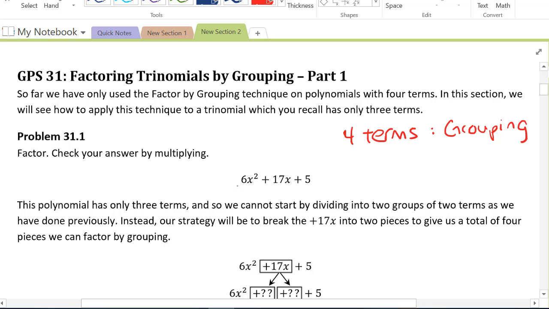So we're going to have a trinomial here. Remember, this is 1, 2, 3. So that's a trinomial, three terms. How do we factor three terms? We factor three terms by using what's called the AC method.